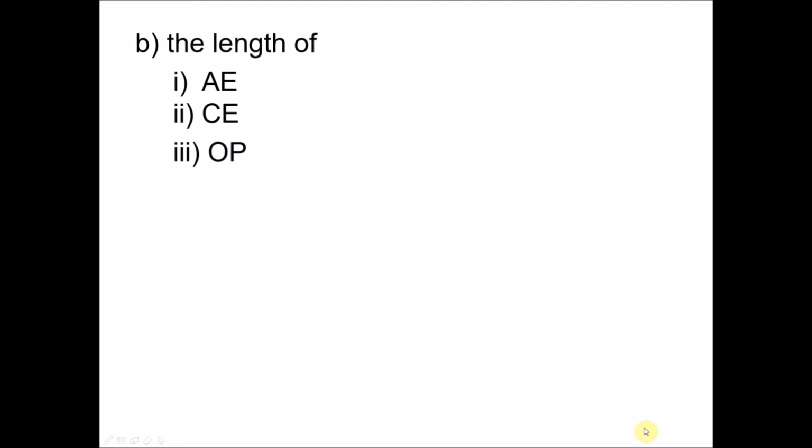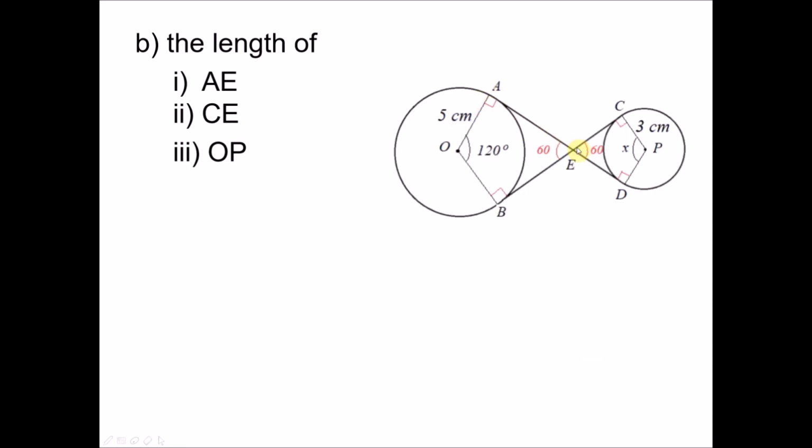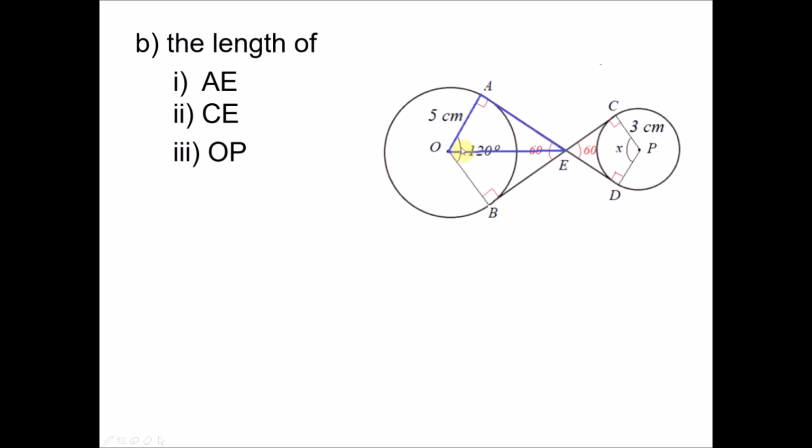Now we look at finding the length of AE, CE, and OP. AE is from here to here, A to E. If we draw a line from O to E, according to these blue lines here, we have a right-angled triangle, where this angle here is 60 because it's half of 120. Here we have 30, half of 60. So if we take this angle here as our reference angle, so we redraw this, the 120 here we divided by 2 becomes 60. So the 5 centimeter becomes the adjacent side of 60. This side becomes opposite side. So AE here is the opposite side.